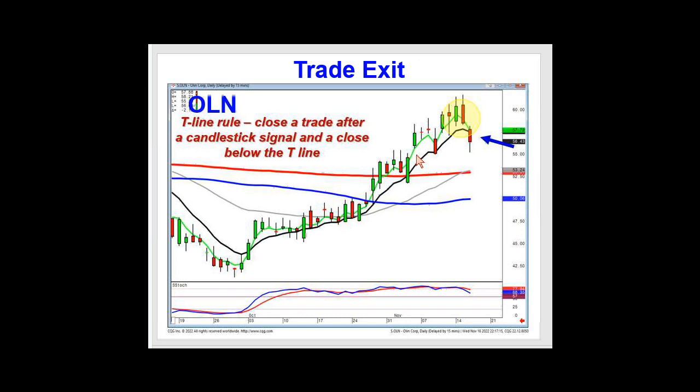So if you're in an uptrend, where do you put your stop? Just below the T-line. Or if you see it close below the T-line, you're out of that trade. Because remember our T-line rule. You see a candlestick sell signal and a close below the T-line, the probabilities are extremely high that the uptrend's over and you're in a downtrend.